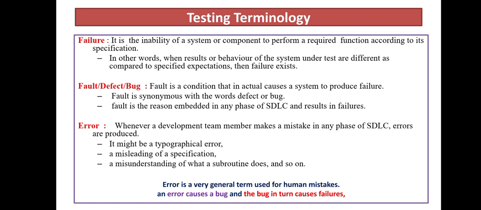So here, what is a failure? Failure is the inability of the system or component to perform a required function according to the specifications. What causes the failure? A defect or bug or fault. What causes the fault? Error. Error happens because of mistakes. It may be typographical or misleading specifications or wrongly understood by the implementer or developer.